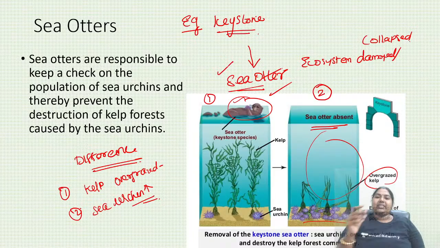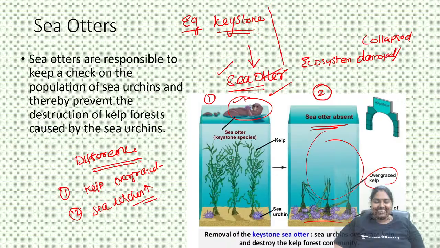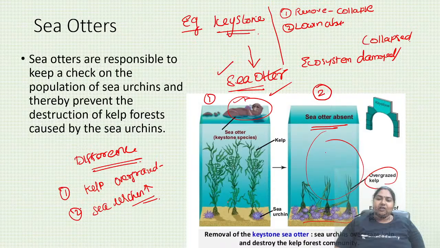Because you had three sets of conditions. What were they? Number one, if you remove them, the ecosystem is going to collapse. Same thing happened. Number two, they are low in abundance. Only one, this is only one. So that is also correct. Third one, it has a very high impact. So absolutely, these all go with the definition of a keystone species.